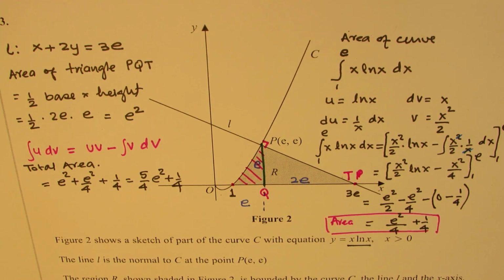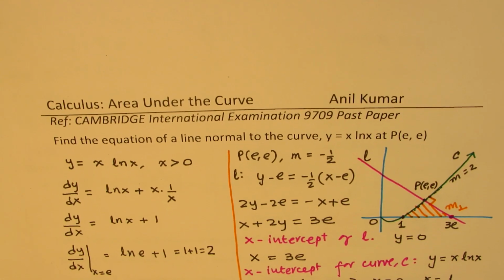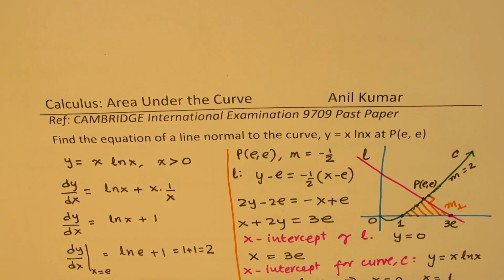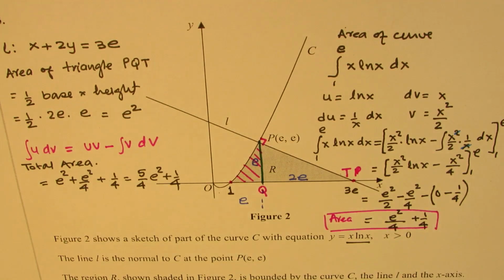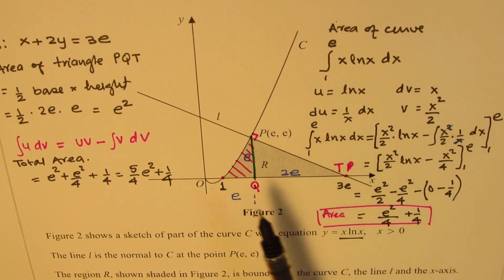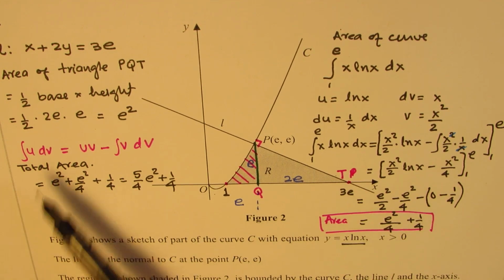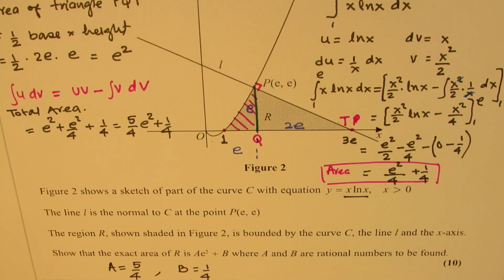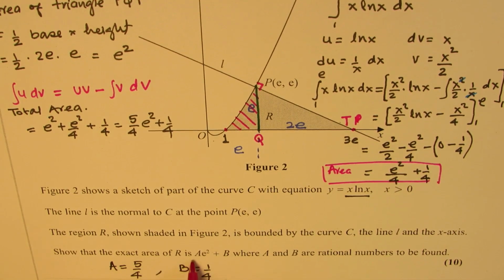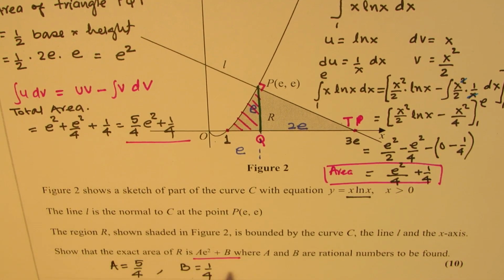So what we did was, we first found the equation of the normal, right? Then we found the intercepts for both the curve and the normal. So that defined our area. And then we used integration to find the area under the curve from 1 to this point e. And the area of triangle formula we used, half base into height. So that was fast. Adding them up, we did get an expression which was expected, which was a e squared plus b. Comparing the coefficients, we got the value of a as 5 over 4 and b as 1 over 4.